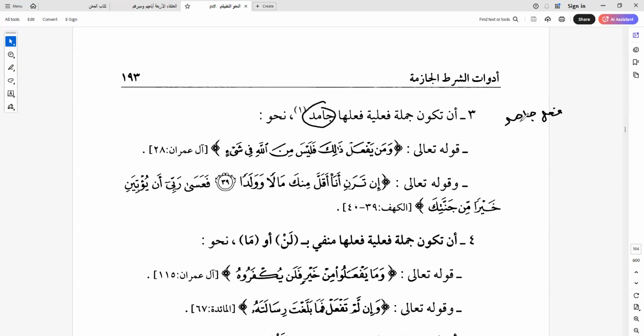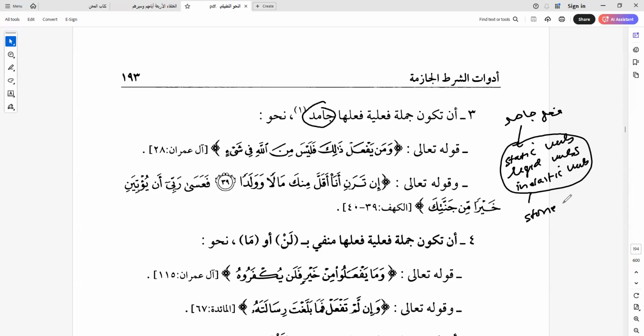When we say fi'l jamid, we are talking about static verbs, or rigid verbs. They have so many meanings. Or you can say inelastic verbs. These are verbs that do not conjugate, right? Or you can call them stone verbs. That's why I used to call them stone verbs. They are like stones. They don't grow, they don't get old. A stone is just a stone. So I use the name stone verbs to make me remember it.